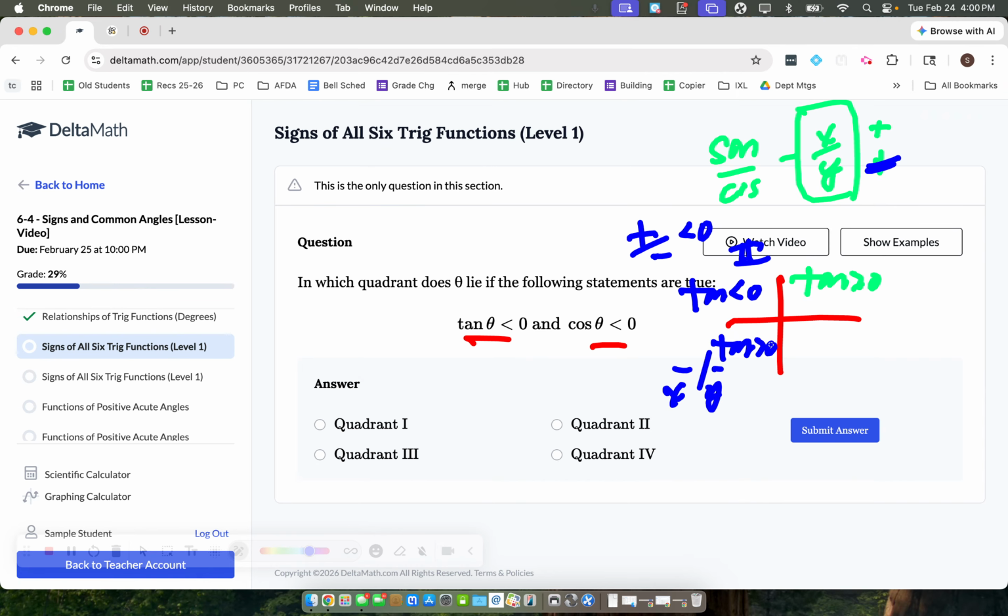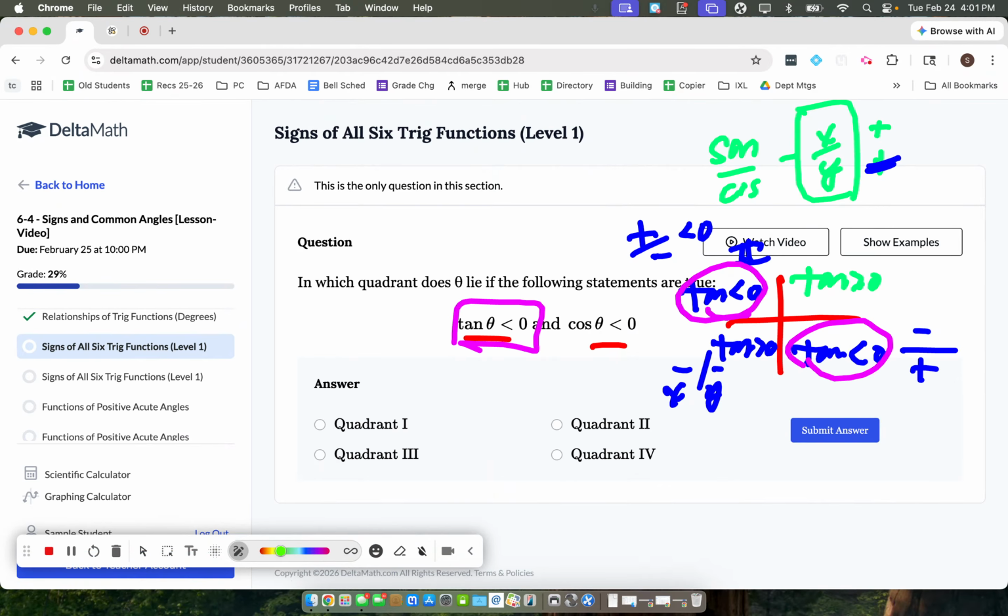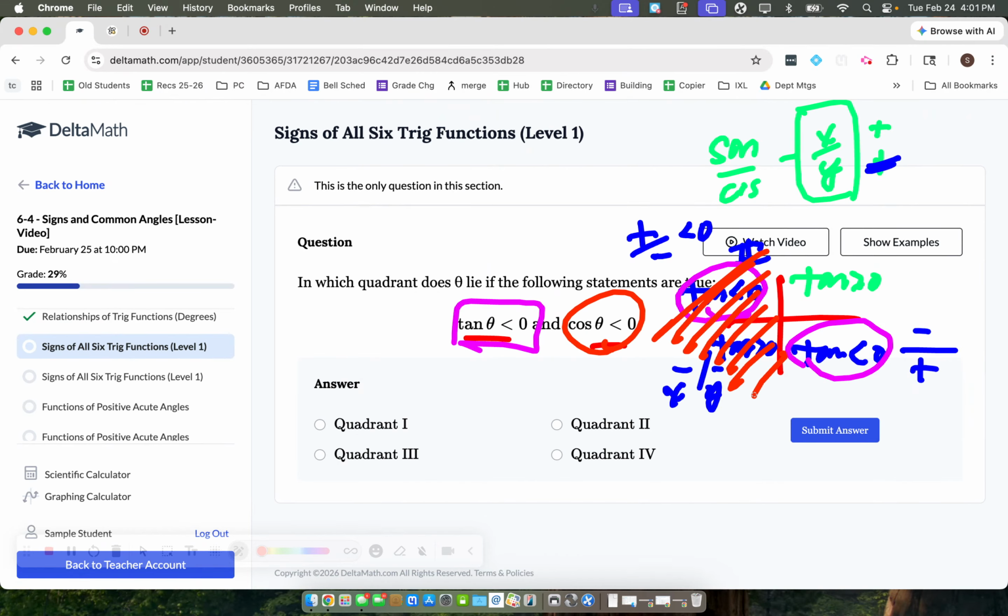And tan is going to be negative here because the y value is negative and the x value, or the cosine, is positive. So here, these two quadrants, you've got tan is negative. Well, where is cosine negative? Cosine is negative here, because cosine is related to x, and x is negative there.